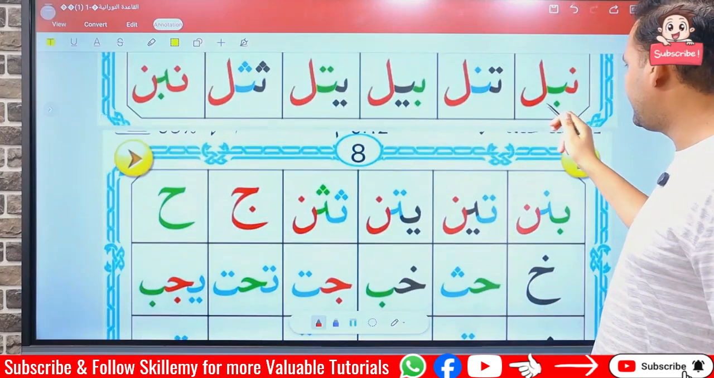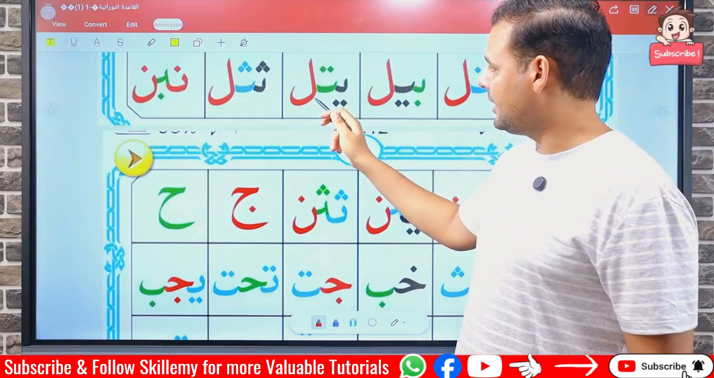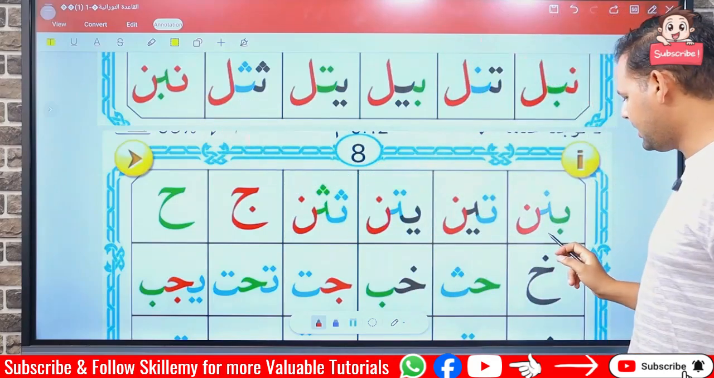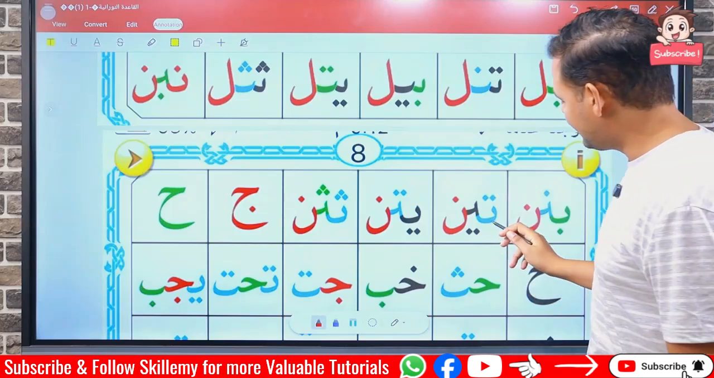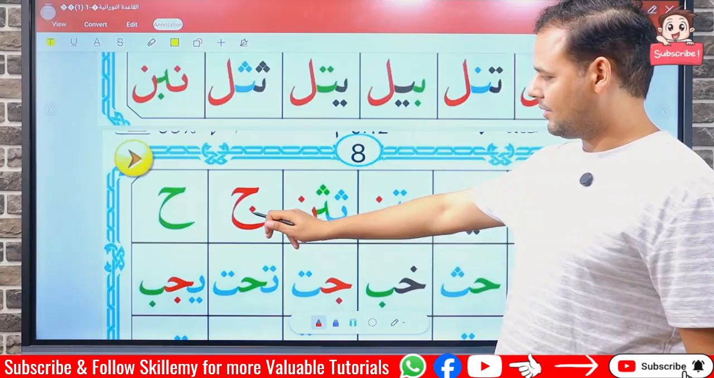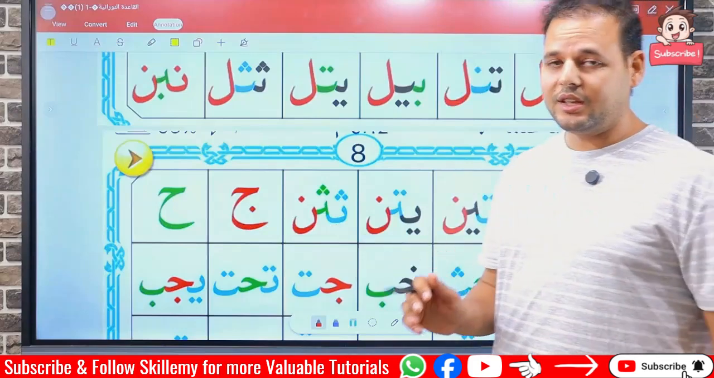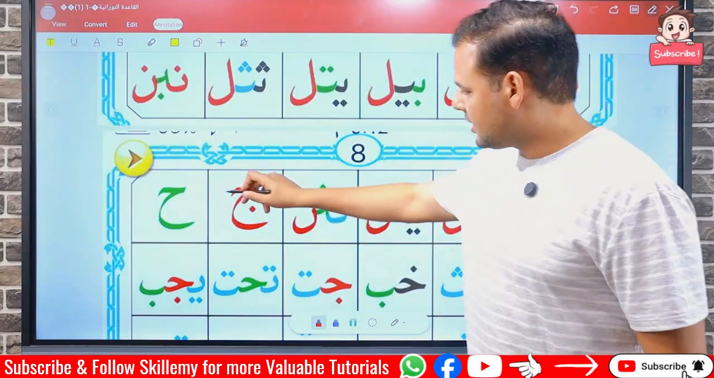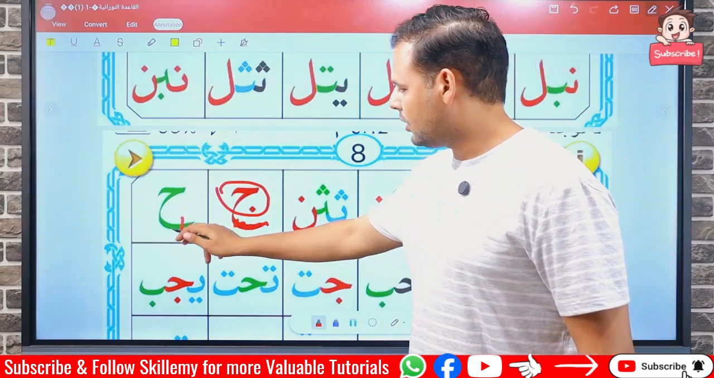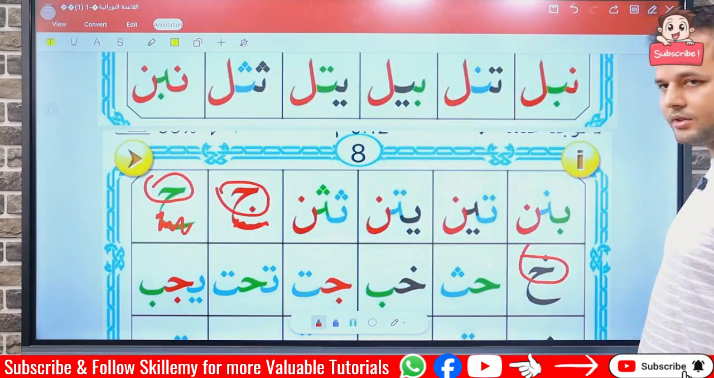Now here is Na-ba-la, Ta-na-la, Ba-ya-la, Ya-ta-la, Tha-tha-la, Na-ba-na. Here as well is Banana, like banana, and then Ta-ya-na, and then Ya-ta-na, Tha-tha-na, and then we have Ja, remember Ja, Ha, and Kha. Now the tail is not important, meaning what? This is the letter. That's it. This part, we will remove it once it's joined.